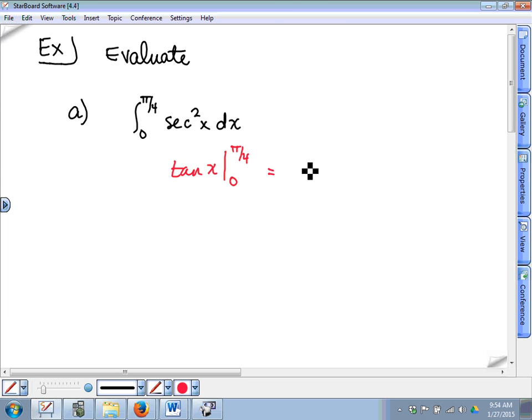Okay. So now we have to do the antiderivative of the upper bound. So this is tangent of pi fourths. Subtract the antiderivative at the lower bound. This is using the fundamental theorem of calculus.